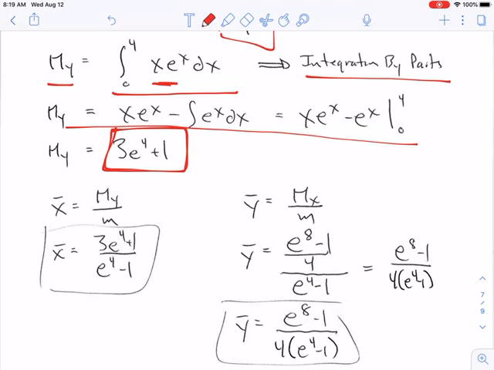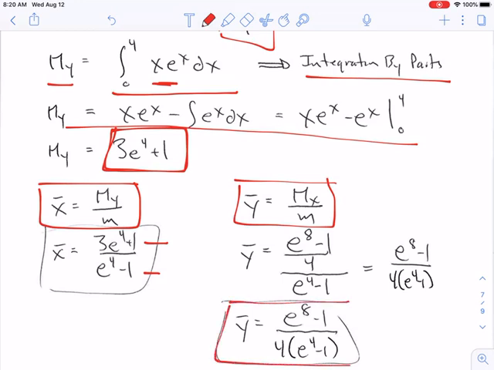So 3e to the 4th plus 1. The important part is that you understand the process here. And so the x coordinate of the center of mass is m sub y divided by m. So that's going to be 3e to the 4th plus 1 divided by e to the 4th minus 1. The y coordinate of the center of mass is the sum of the moments about the x-axis divided by the sum of the masses, which is e to the 8th minus 1 over 4 times e to the 4th minus 1.